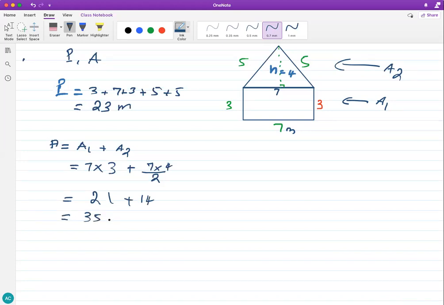What's the unit again for the area here? Square meters. That's right. Square meters, or m squared like this.